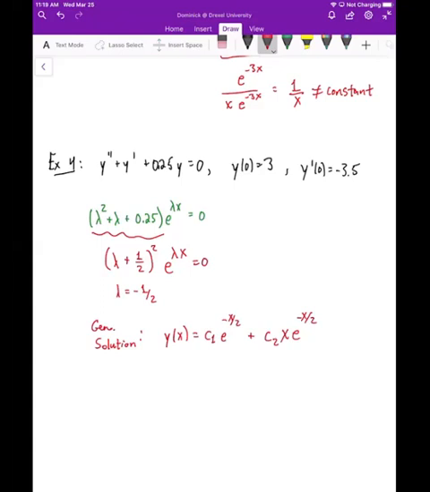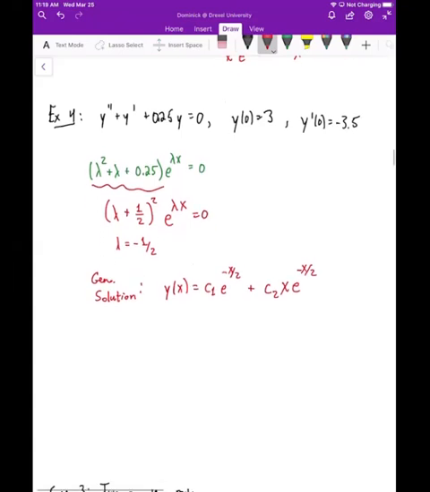So that's a general solution. So again, we'll use our initial conditions to get the particular solution. If y of 0 is 3, that means that 3 is equal to, and I guess we'll get a C1. And then the second term actually drops out because of the x in front of the e to the negative x over 2. So we get right away that 3 is C1.